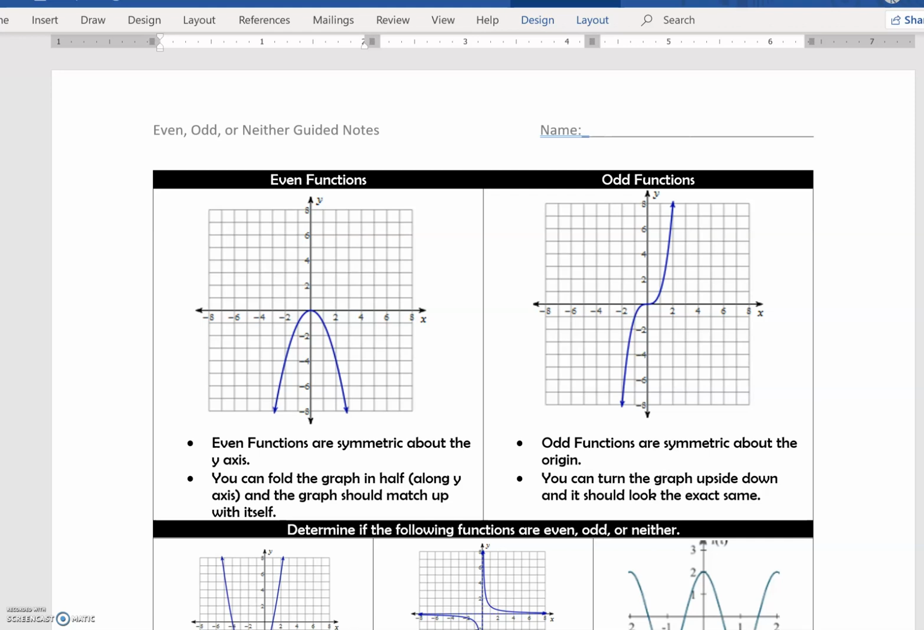An even function is symmetrical about the y-axis. So if you can fold the graph in half along the y-axis and the graph matches up with itself, then it is an even function.